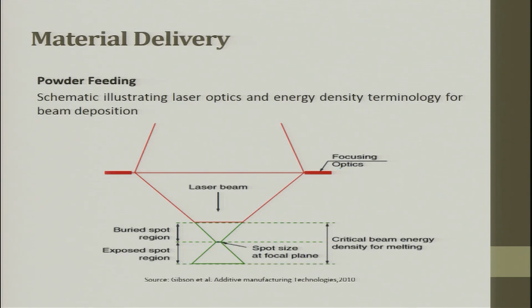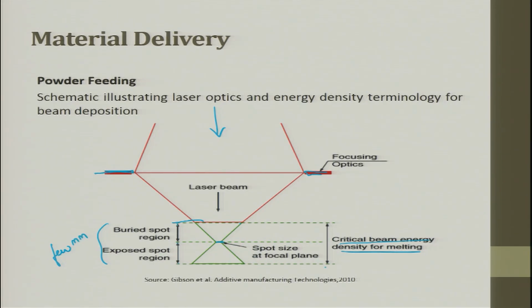So here is focus optics. That laser beam comes from here. So you put an optics, and the optics converge. So here, this is the buried spot region, this is the exposed spot region, this is the spot. So from here to here, this is a critical beam energy density for melting this, and this is, as I told you, a few millimeters. Okay.